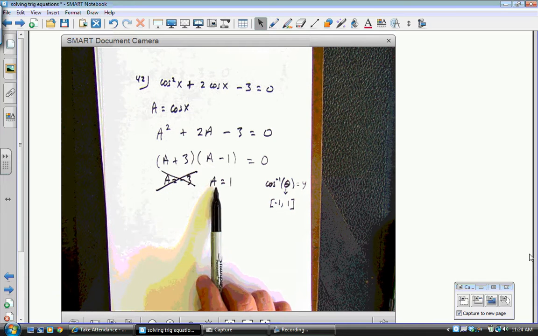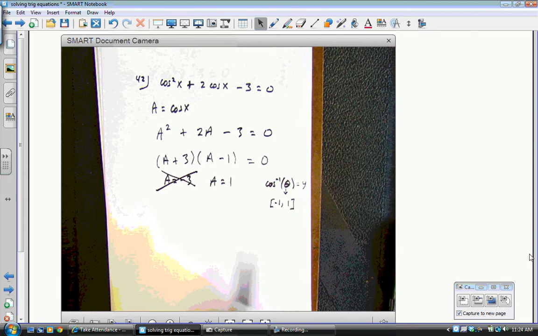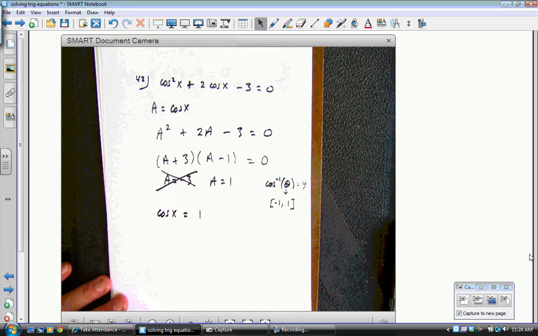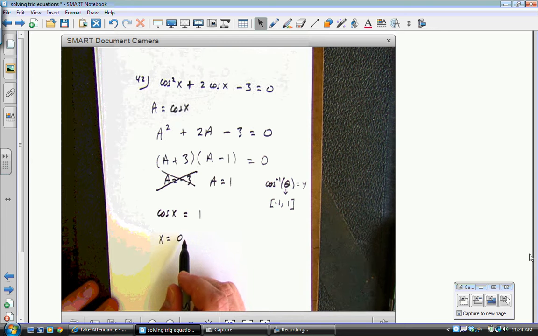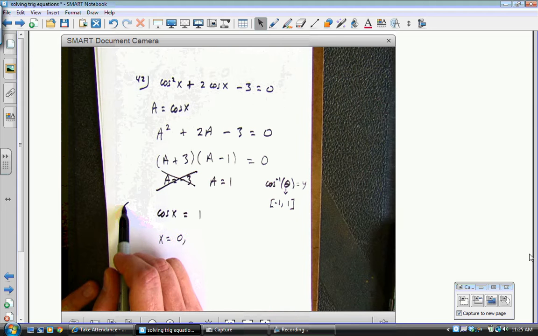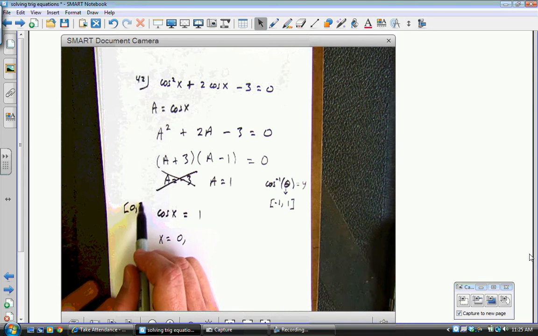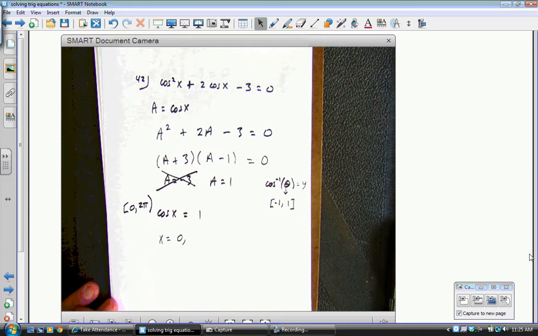Now, what about 1, though? Yeah, that falls in between them. Okay, so A is equal to cosine x. And so where's cosine 1? 0. Now, you say 2 pi. Right, but what do the directions say? 0 to 2 pi, and it has a parenthesis. So if it had the bracket there, we could say 2 pi. But we'll just say 0 here.